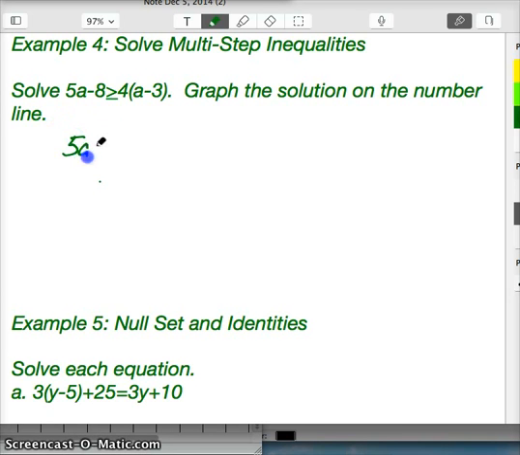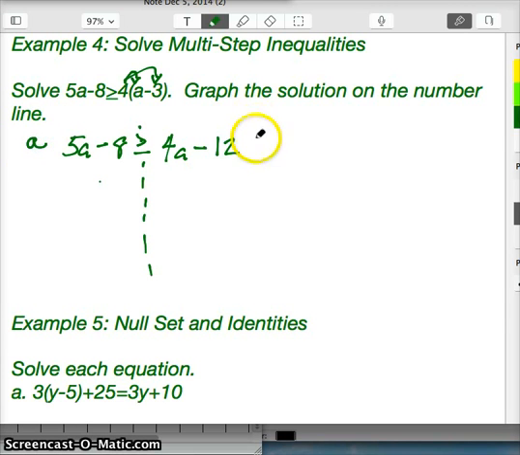So the left side is good, 5a minus 8. That's fine. I can't simplify that any further, but you guys know by now we're going to rock the distributive property and get rid of the parentheses. So I have 4a minus 12. And then what I'm going to do is move things accordingly. So I want my a terms over here, and I want my constant terms over here.